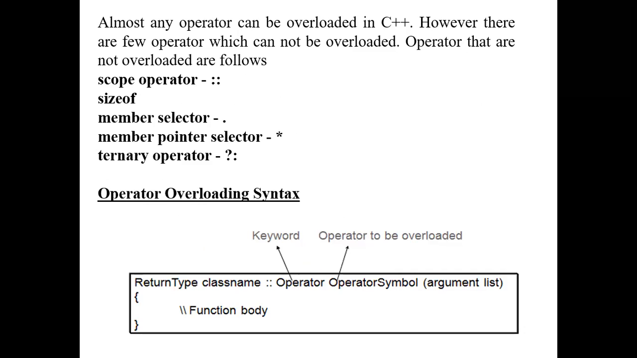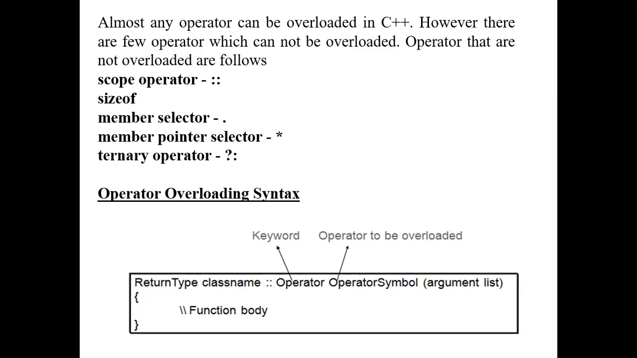First, we can define operator overloading for every operator except the scope resolution operator, sizeof operator, dot operator, pointer operator, and ternary operator. You can't overload these five operators. Otherwise, you can overload all types of operators. The syntax for operator overloading is predefined: first you write the keyword operator, and after that the operator symbol, and if there is any argument list, you can put it.